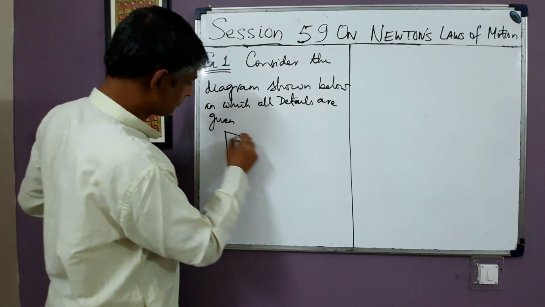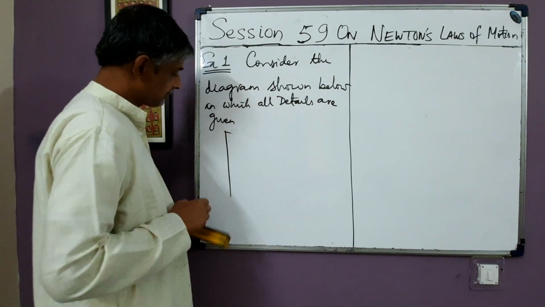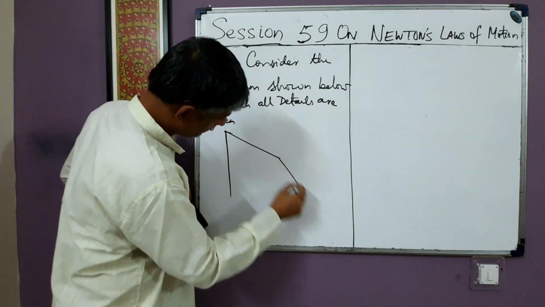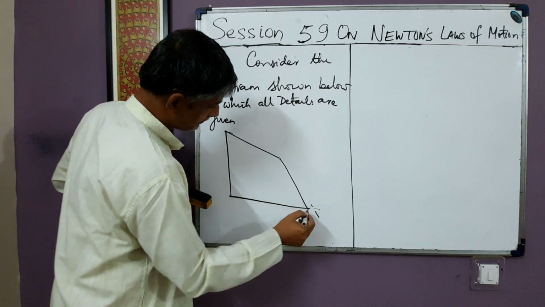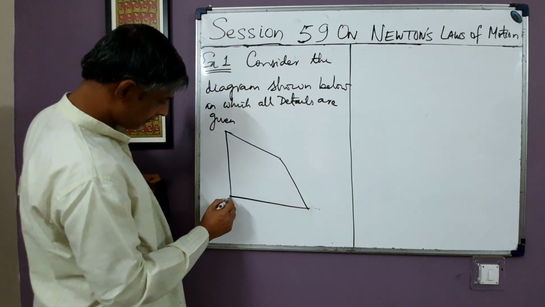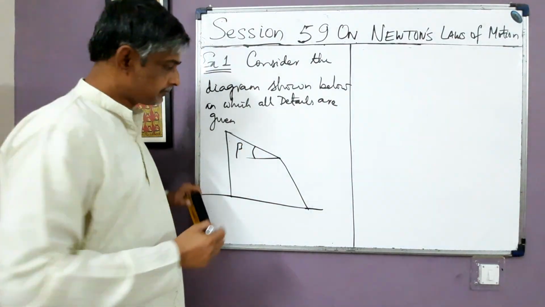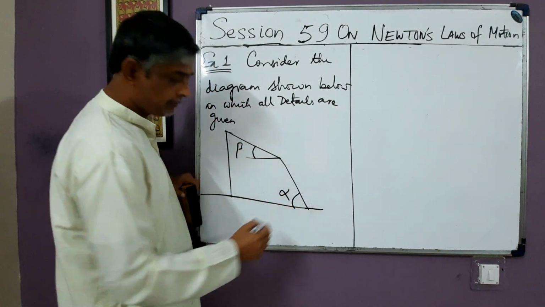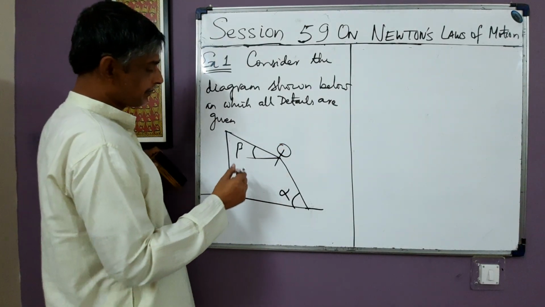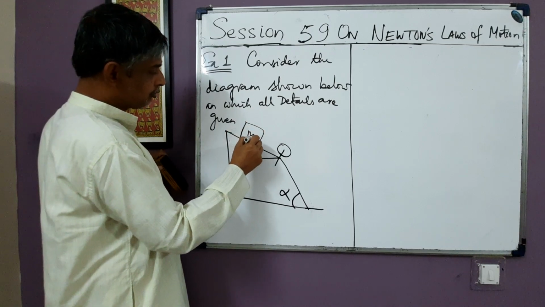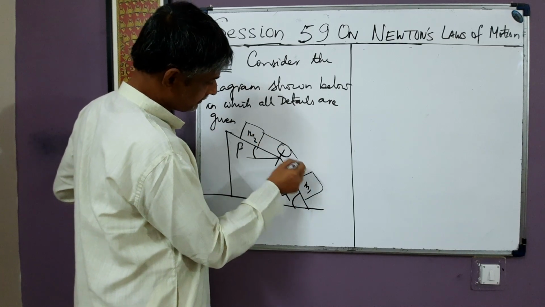This is a wedge having two inclined surfaces. This inclined face makes an angle of beta with the horizontal, and this inclined face makes an angle of alpha with the horizontal. Here there is a fixed pulley, and here we have a block of mass M2, and here we have a block of mass M1, like this.